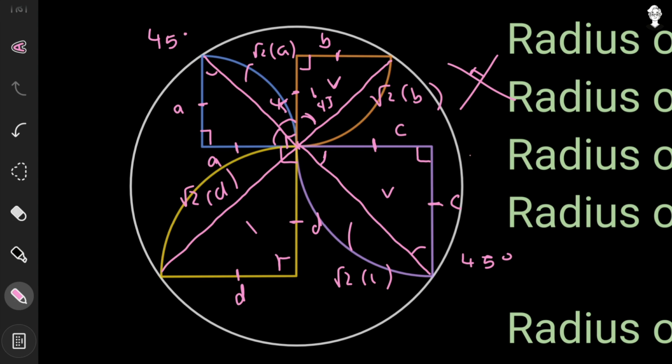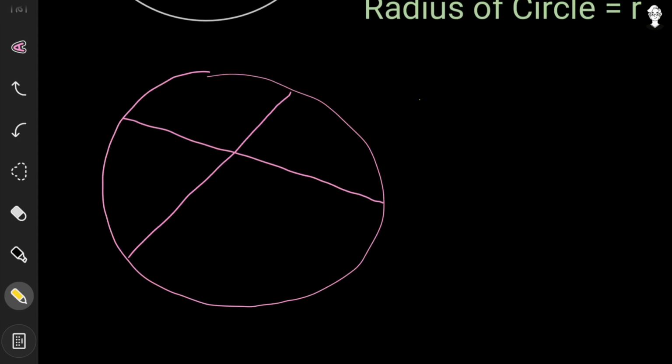So what I am thinking is to redraw this diagram, but this time only with the circle and these two chords. So here we have drawn another diagram only containing the circle and these two chords. Now the lengths of these two chords were like this. This much line segment was having a length square root of 2 times A. This much was having square root of 2 times B. This was having square root of 2 times C, and this was having square root of 2 times D.